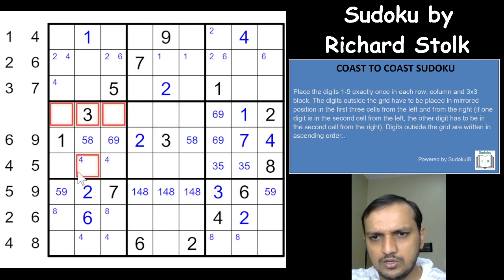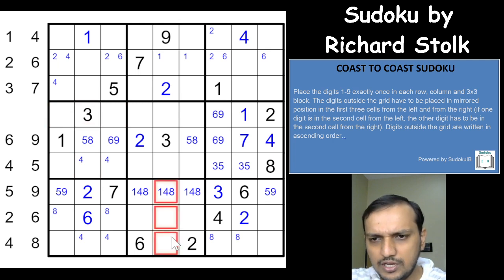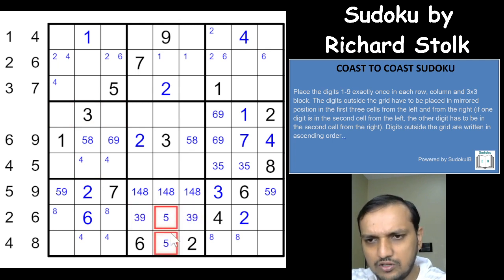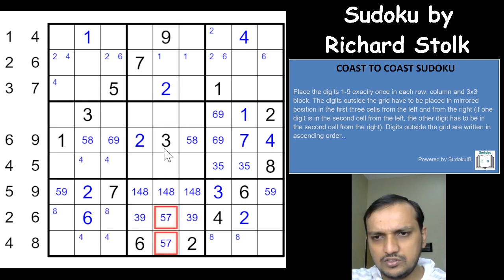Two cannot be here, or maybe 3, 9, both 3 and 9 cannot be here, so 3 and 9 pair you got. These two cells are 5 and 7 in any order. So 5, 7, 3, 2, 9, 1, 4, 6 and 8. One, 4 and 8. 6 cannot be here, right?